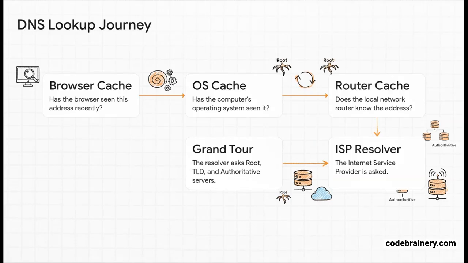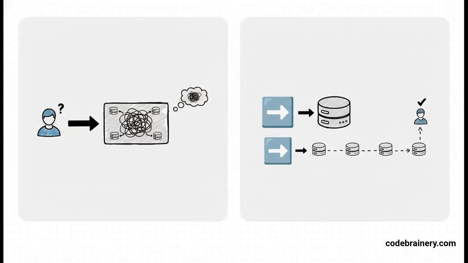Now, to be super efficient, your computer doesn't ask for directions every single time. First, it checks its own memory, its cache, at a bunch of different levels: in the browser itself, in the operating system, even on your router. If it can't find the address locally, then the request goes out to your internet service provider, which kicks off this big hierarchical search, all the way from the root of the internet down to the one server that knows the answer. And there are basically two ways this search can go down.